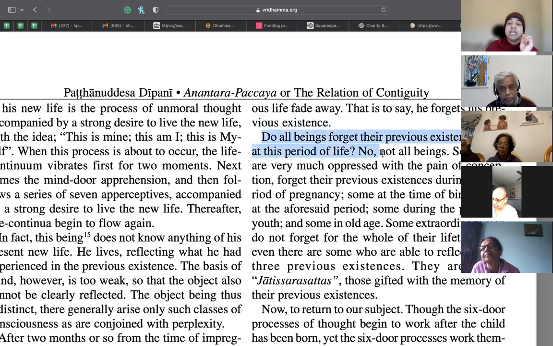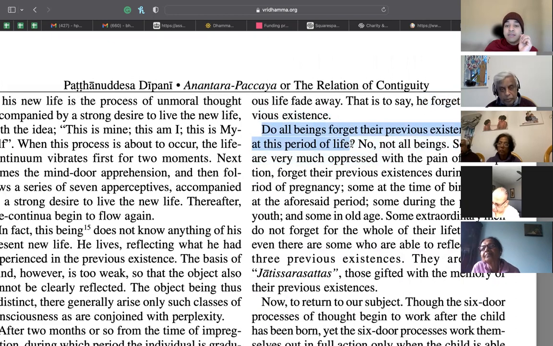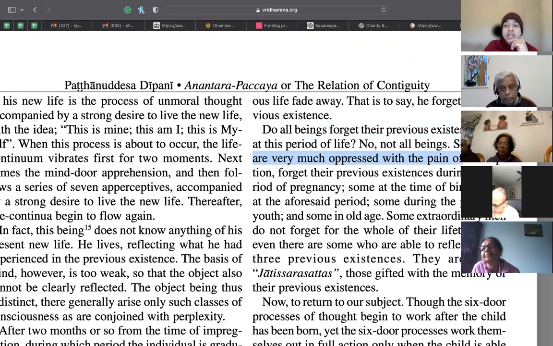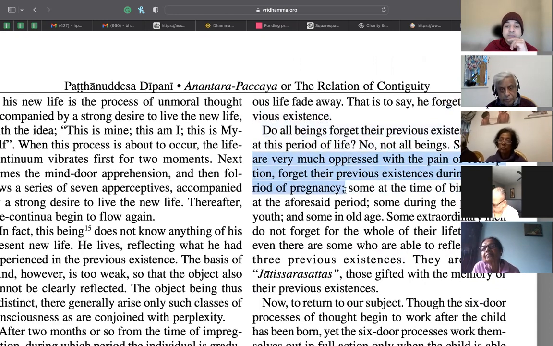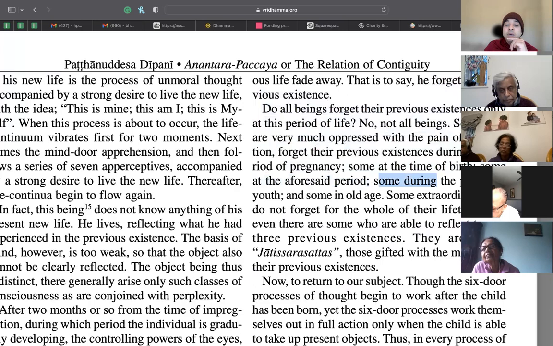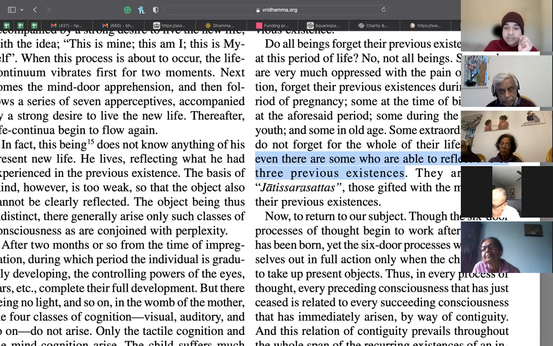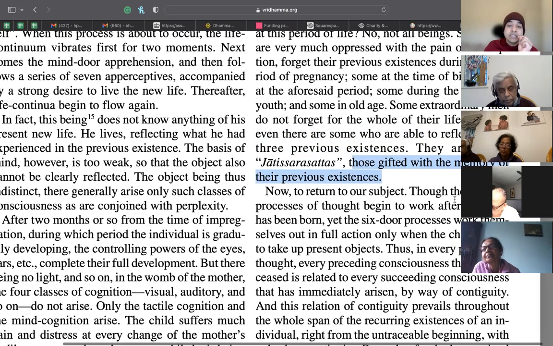Do all beings forget their previous existence only at this period of life? No, not all beings. Some who are very much oppressed with the pain of conception forget their previous existences during the period of pregnancy. Some at the time of birth, some at the aforesaid period, some during the period of youth, and some in old age. Some extraordinary men do not forget for the whole of their lifetime. And there are even some who are able to reflect on 2 or 3 previous existences. They are called Jatisara Saptas, who are gifted with the memory of their previous existences.